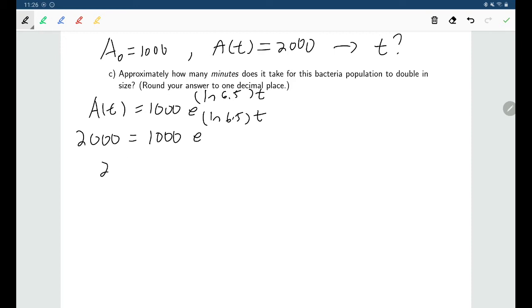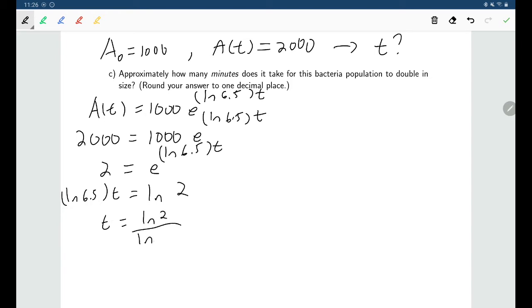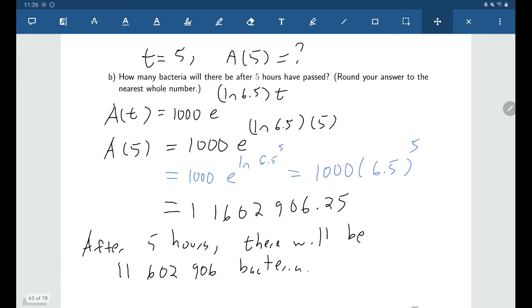So I'll divide both sides by 1,000. And I have 2 is equal to e to the power of natural log of 6.5 times t. I can rewrite that as a log, switching the inputs and the outputs, and then solving for t. So t should be natural log of 2 divided by natural log of 6.5, which turns out to be about 0.37031.